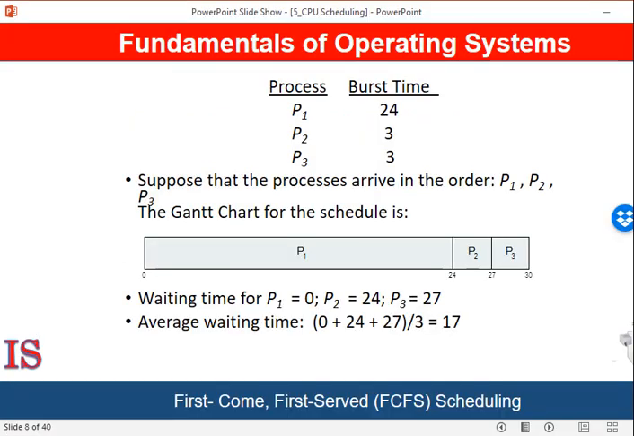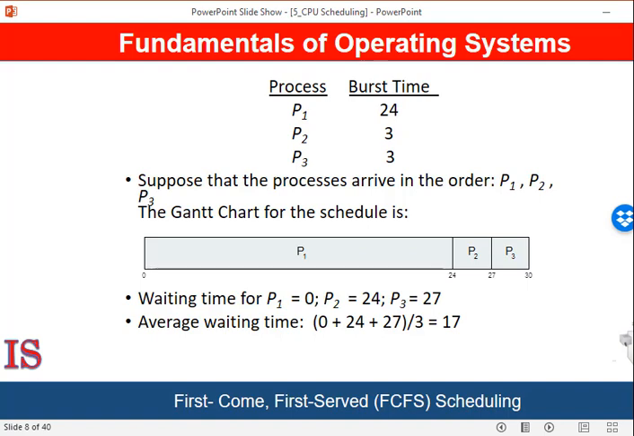CPU scheduling deals with the problem of deciding which of the processes in the ready queue is to be allocated the CPU's core. By far, the simplest scheduling algorithm is first come, first serve. With this scheme, the process that requests a CPU first is allocated the CPU first.